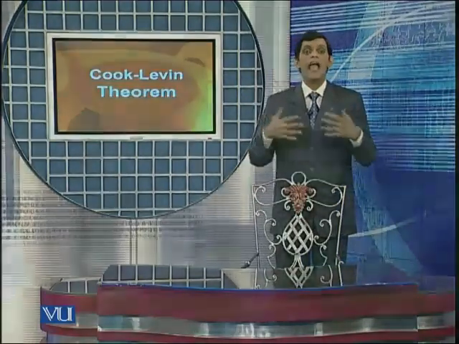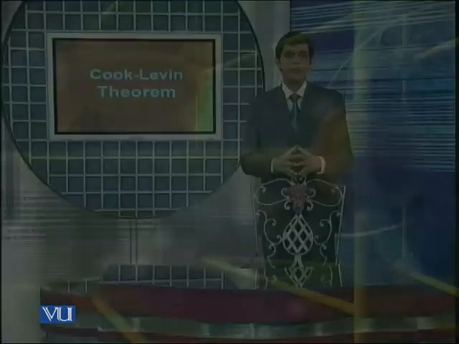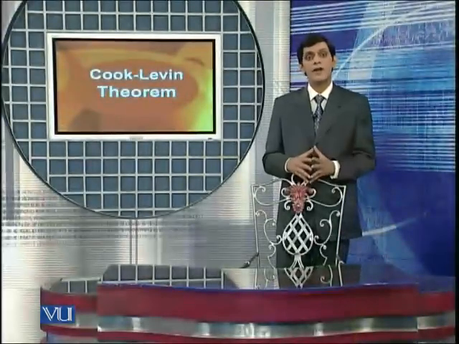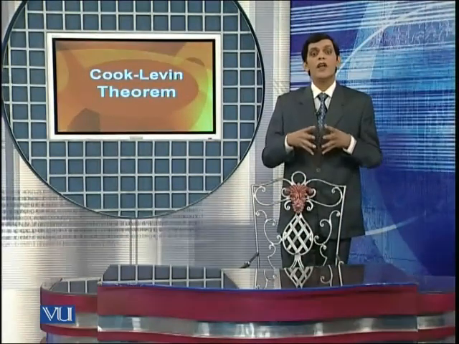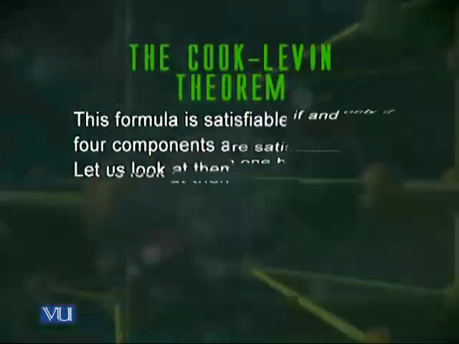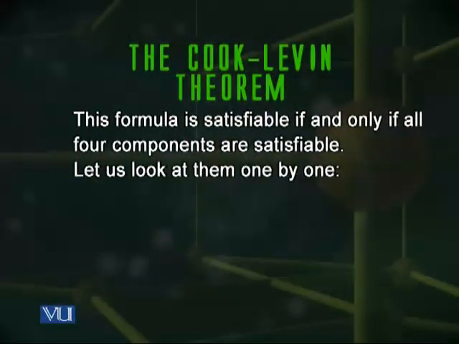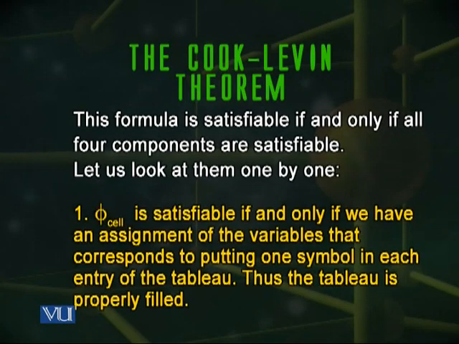Now what I will do is take the AND of these 4 components that I have made. So our grand Boolean formula that we have created, phi sub x, is going to be phi sub cell and phi sub start and phi sub accept and phi sub move. This formula phi sub x will have the property that it is satisfiable if and only if x is accepted by M, and therefore creating this formula will be the reducibility that I am looking for. Let's summarize all this. This formula is satisfiable if and only if all 4 components of it are satisfiable. Phi sub cell is satisfiable if and only if we have an assignment of the variables that corresponds to putting exactly one symbol in each entry of the tableau. Thus, the tableau is filled properly.